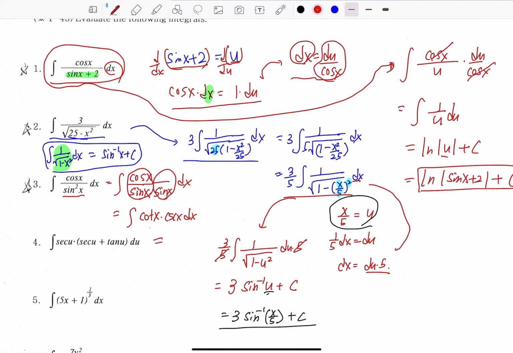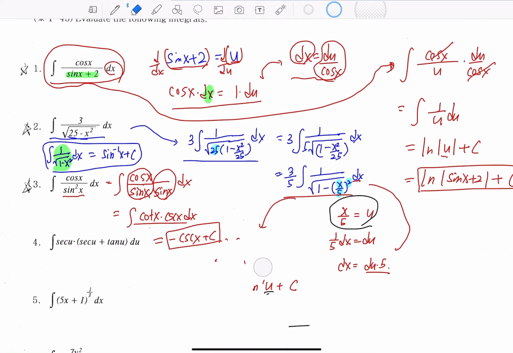Do you have any idea? You guys already memorized this, right? Cotangent x times cosecant x, that's the derivative of negative cosecant x. Or the derivative of cosecant x is negative cosecant cotangent. So the answer is negative cosecant x plus c. Let me erase this part. All right.